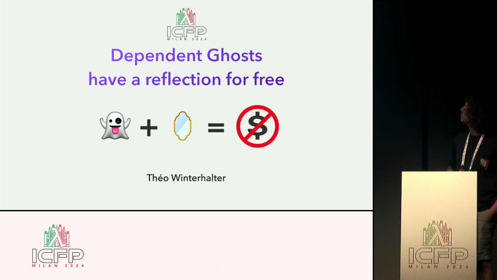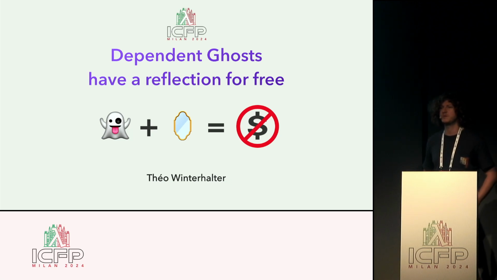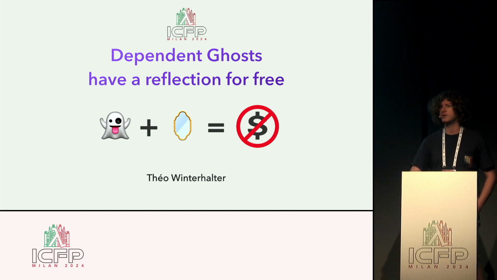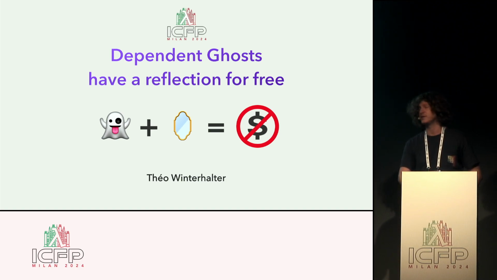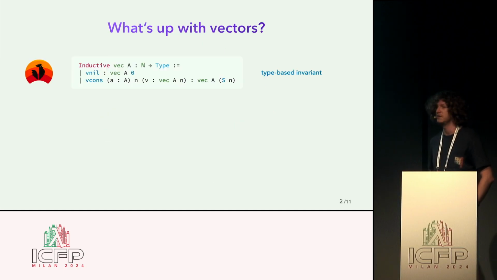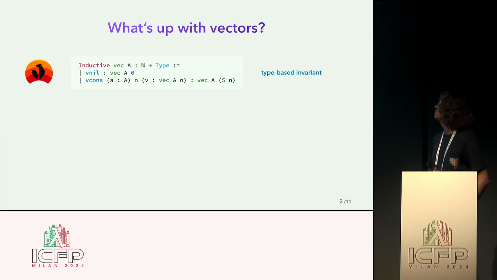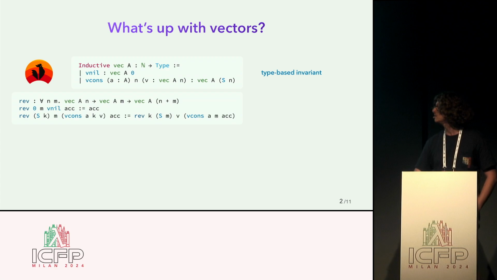Okay. So I'm going to talk about dependent types also, but I'm going to focus on ghost types and equality reflection. And since I'm talking about dependent types, I have to start with the mandatory vector example. So you already know all about it, but I'm going to give maybe a different solution to what Kenji did. So, well, vector is the same type as you saw before, so a way to have a type-based invariant.